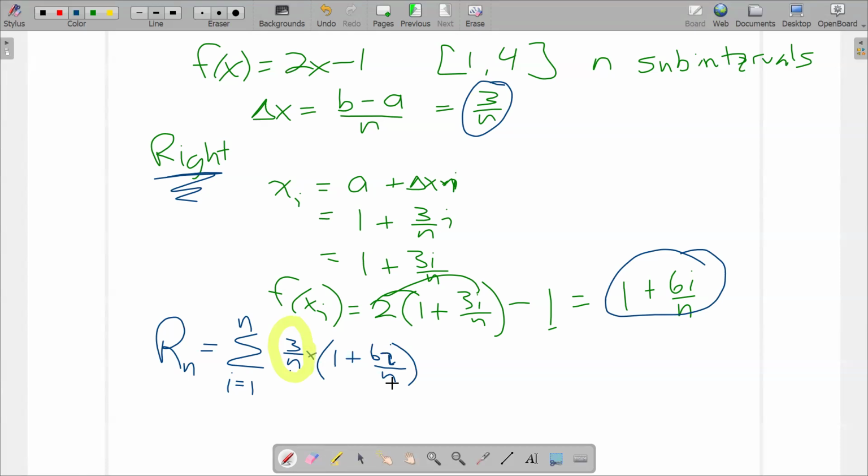Okay. We want to take it a step farther and see if we can take the limit of this. We're going to try to apply that limit definition of the definite integral. So we should clean it up some more. So we're going to pull out the 3 over n. Let's write it down. Then we have 3 over n times the sum, as i goes from 1 to n, of 1 plus 6i over n.